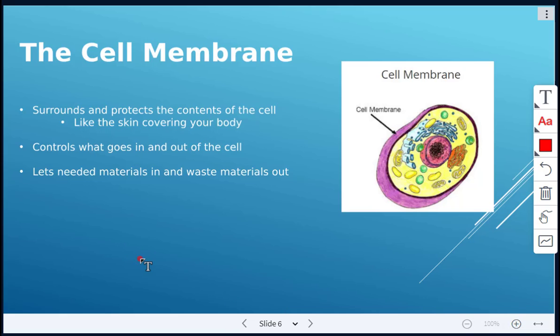All right, firstly, we have this structure called the cell membrane. It goes around the cell like so, and that is important because it surrounds and protects the content of the cell. If you think about us humans, it's pretty similar to the skin that covers our body. This cell membrane is permeable. It controls what goes in and out of the cell. It's permeable, but not to everything. It lets needed materials in, and it lets waste materials out.